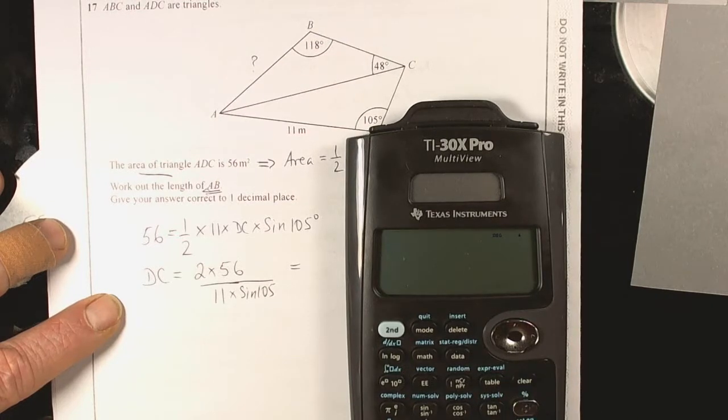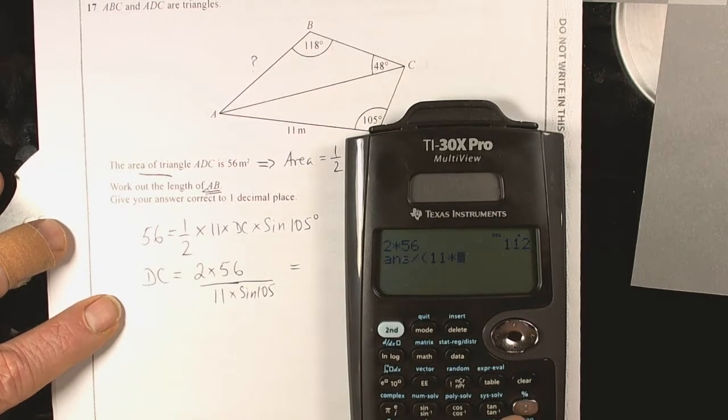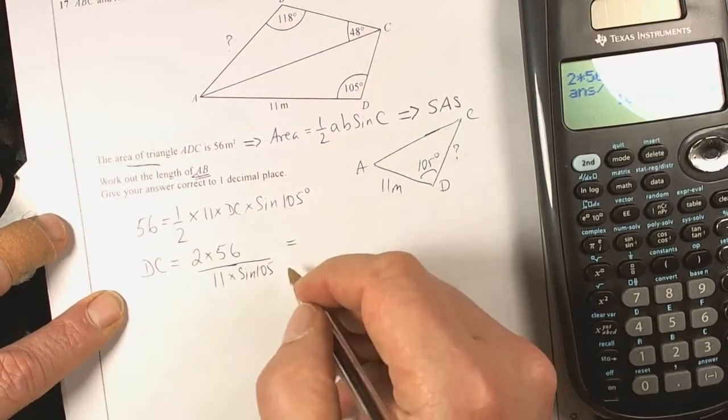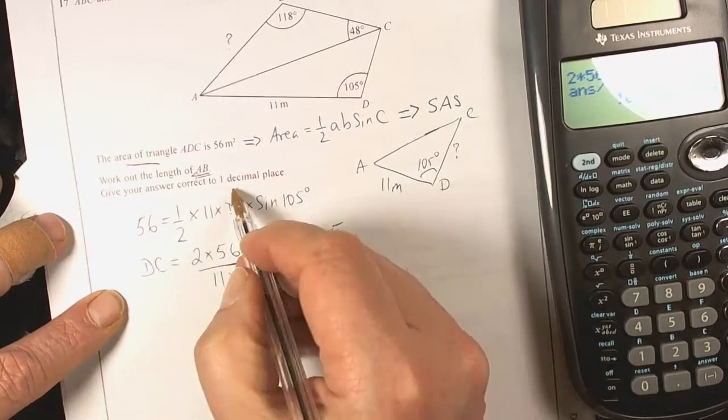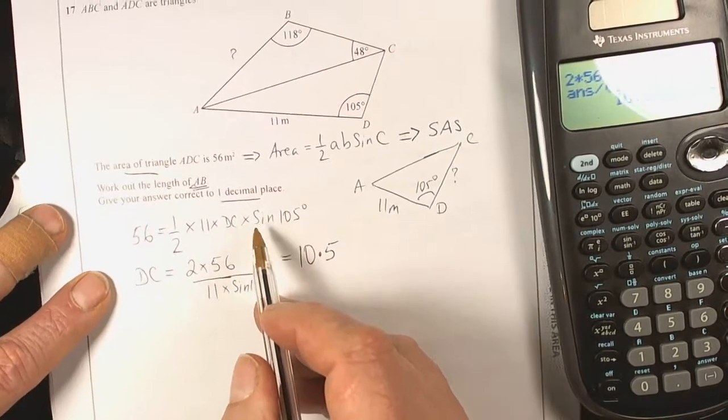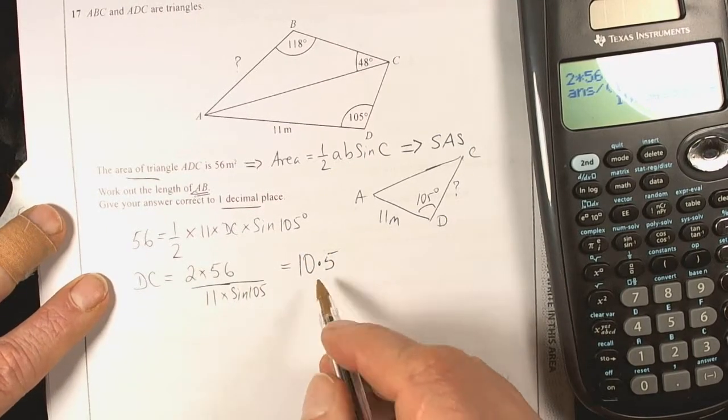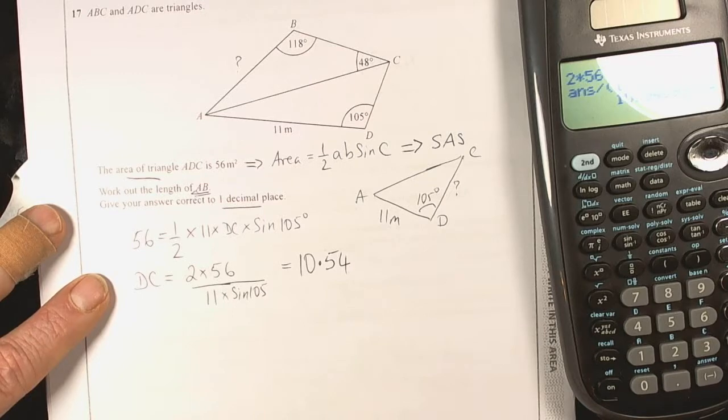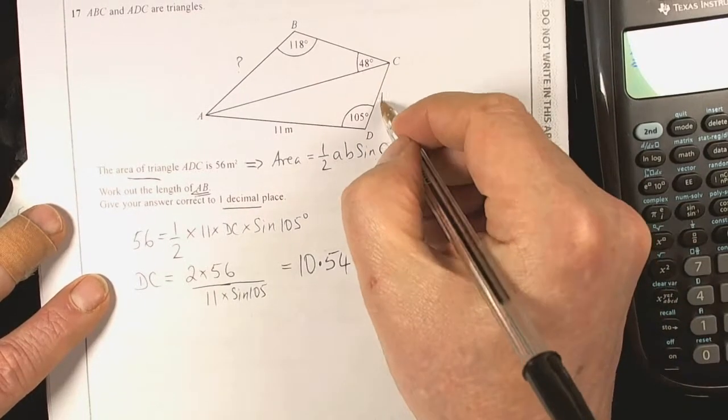So 2 times 56 equals, and then we're going to divide that by, we're doing 2 calculations, so put in a bracket, 11 times the sine of 105, close the bracket, press enter. So we get 10.54, and because they want the final answer to 1 decimal place, it would seem sensible to do this to 2 decimal places as we're working through, and then we can see what's going on. Okay, so we can now add that onto the picture.